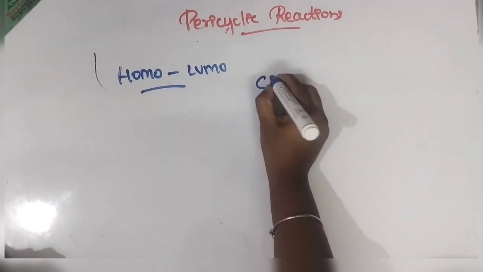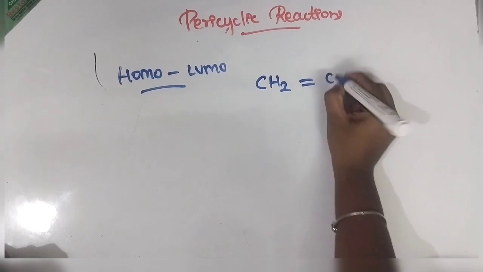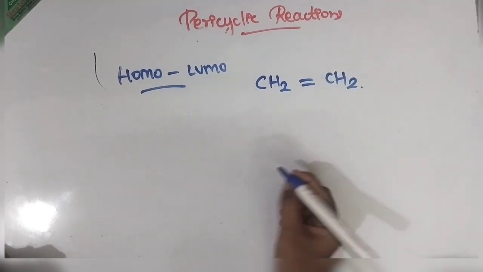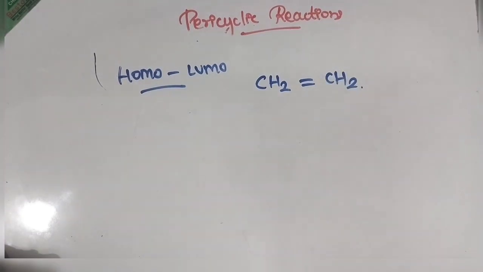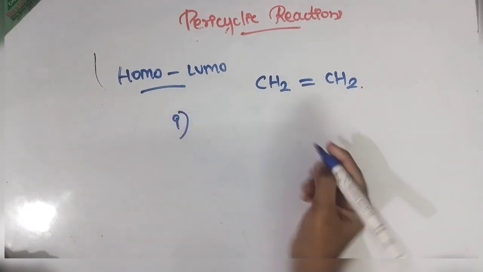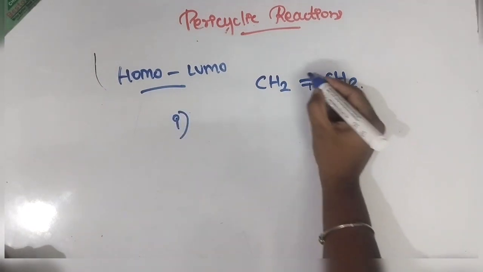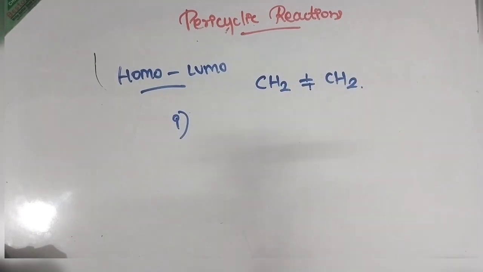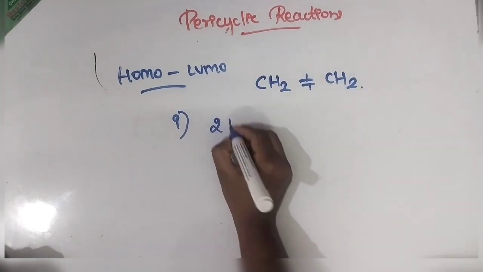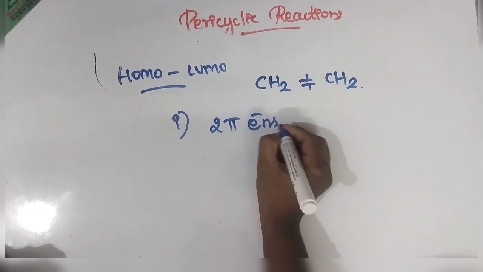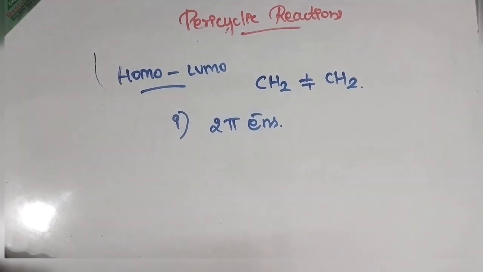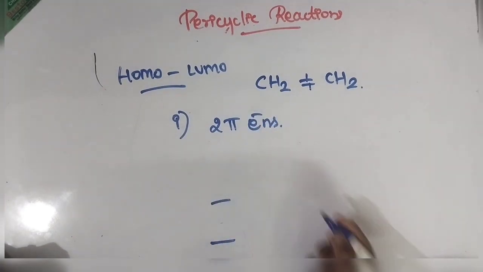See here, for ethylene, what you have to do is first calculate the number of pi electrons. Here there is one sigma bond and one pi bond. One pi bond means 2 pi electrons. So here the number of pi electrons is 2, right? That's it, very simple.